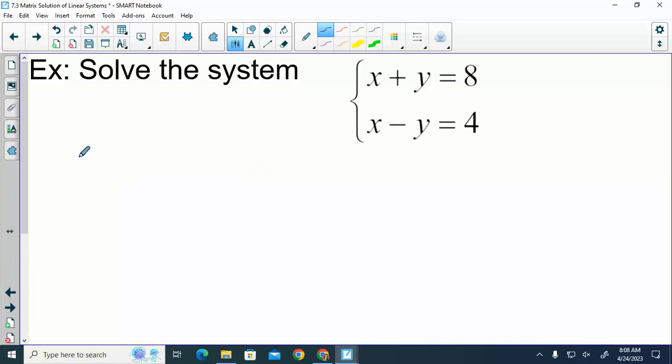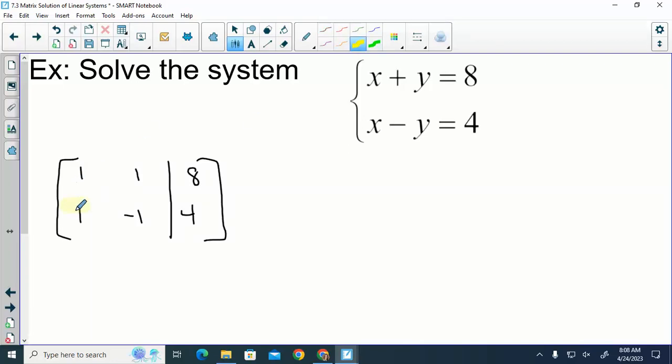All right, so first you have to write the matrix. What's my first row? 1, 1. We do a vertical bar for equals, and then 8. And the second row? 1, minus 1. First thing, we need a 1 in row 1, column 1. And we've got it. Then we need everything else in this column to be a 0.